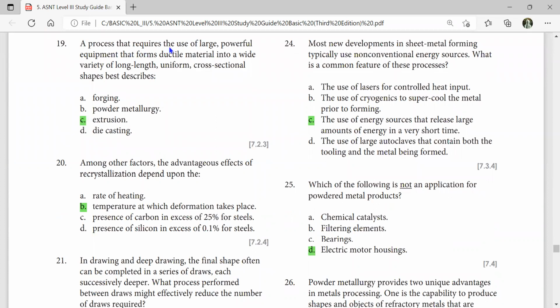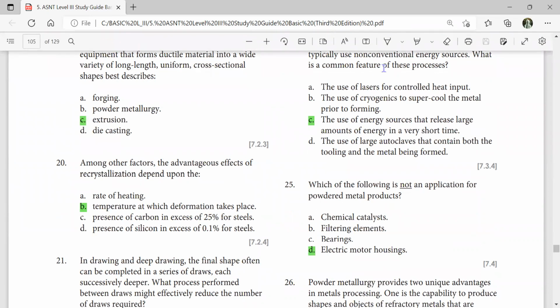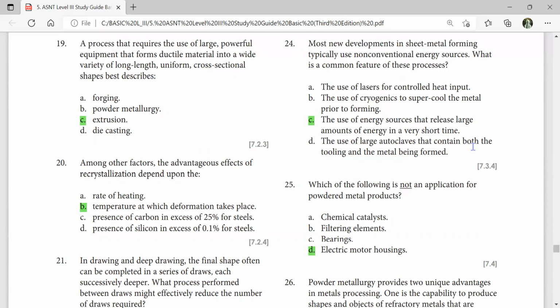A process that requires the use of large powerful equipment that forms ductile material into a wide variety of long-length uniform cross-sectional shapes is best described as extrusion. Most new developments in sheet metal forming typically use non-conventional energy sources. What is the common feature of these processes? The use of an energy source that releases a large amount of energy in a very short time. Among other factors, the advantageous effect of recrystallization depends on the temperature at which deformation takes place.